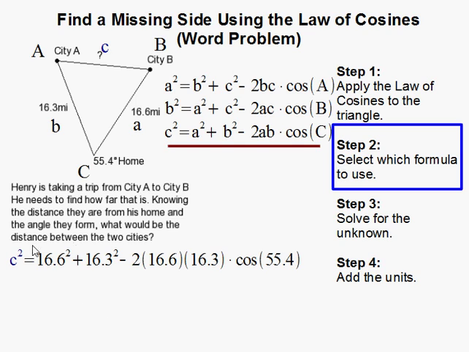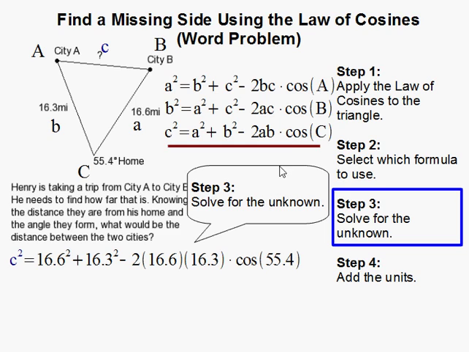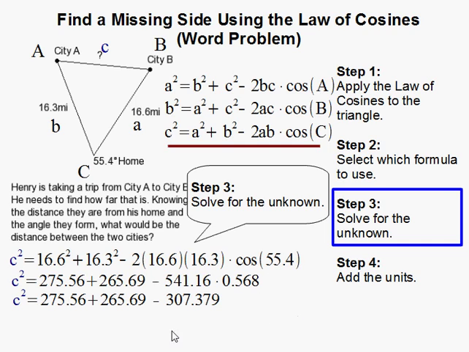This is b squared, right there. And so on. And then you just keep substituting, and then we just solve. So I squared these, multiplied this out, did the cosine of that. Then I multiplied these two.